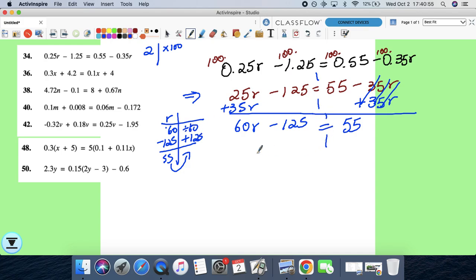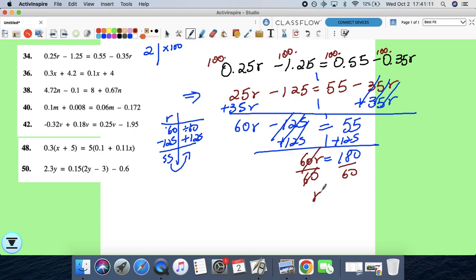So, line in the middle, plus 125 plus 125. That's 180. These two go away because they're additive inverse. They equal 0. 60r comes down. Divide by 60 now. Divide by 60. This becomes r. And 180 divided by 60 is just 3.